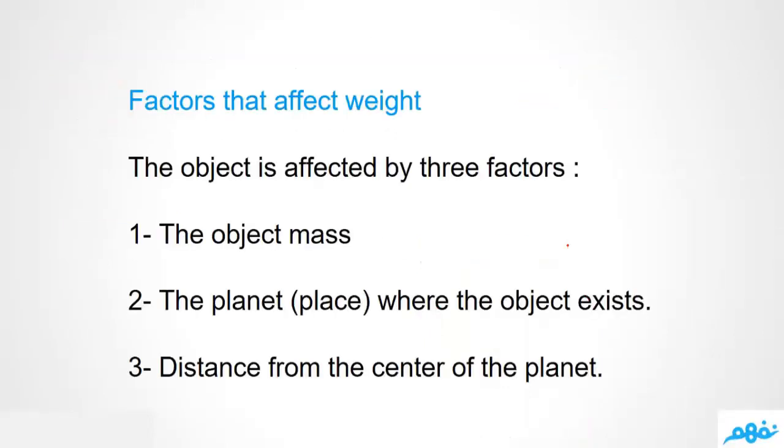Okay? Great. Now I'm going to talk about a very important part of the lesson, which is the factors that affect the weight. There are things that affect the weight. Number 1, the object mass. Of course you noticed when I said that 1 Newton equals 100 grams, you felt there is a relationship between the weight and the mass. That's why we said the first thing that we could say is one of the factors that affect the weight is the object mass. The second one is the planet or the place, of course, where the object exists.